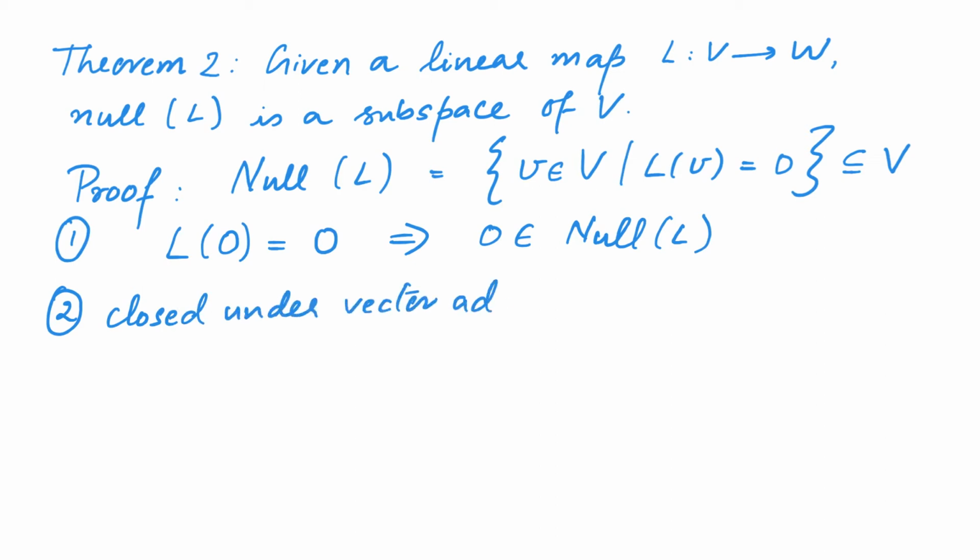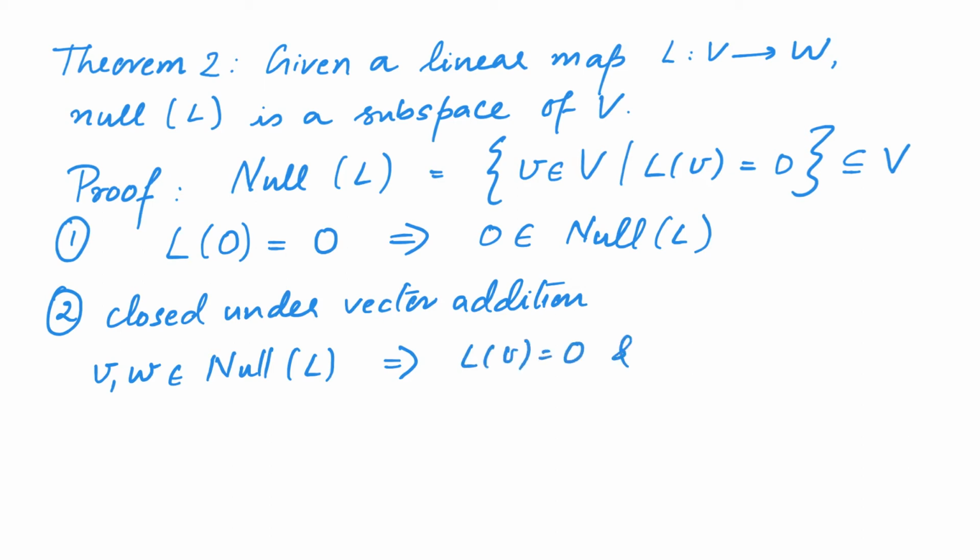How do we show that? To show this, we have to take two arbitrary vectors in the null space. That means we take V, W in null of L. But as they belong to null of L, we know that L of V is equal to 0 and L of W is also equal to 0.